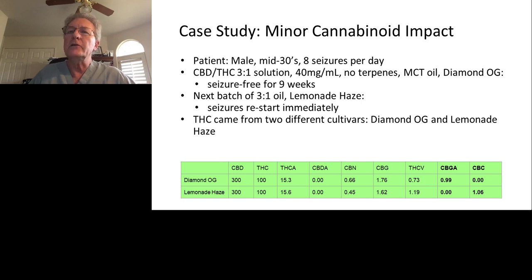And so I want you to look at the components of these phytocannabinoids, and over on the far right end, you see CBGA and CBC. Two cannabinoids that in the Diamond OG, there was a little bit of CBGA and there was no CBGA in the lemon haze. The CBD in the Diamond OG, there wasn't any, and there was only a tiny amount in the lemon haze.